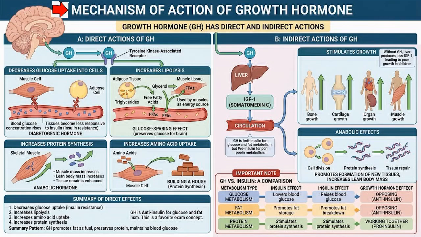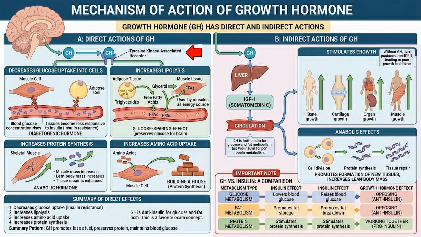Growth hormone produces its effects in two different ways. Direct actions. Indirect actions through IGF-1. It is important to distinguish between these because they affect different tissues and have different physiological roles. A. Direct actions of GH. GH has direct actions via a tyrosine kinase-associated receptor.